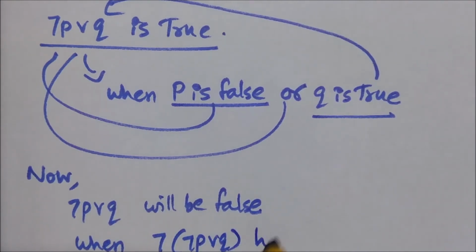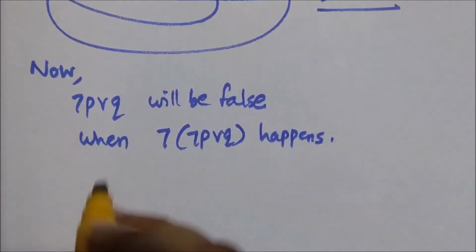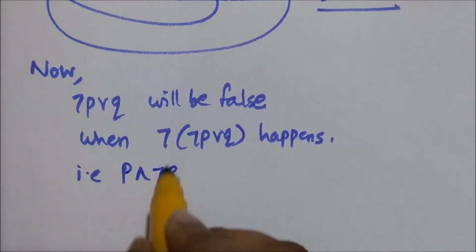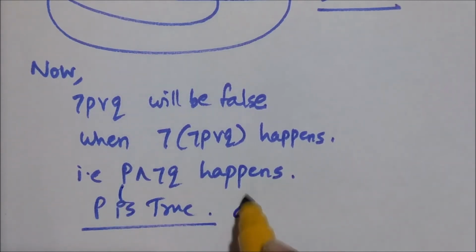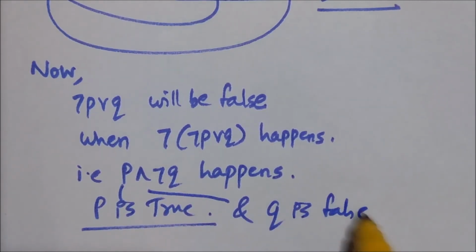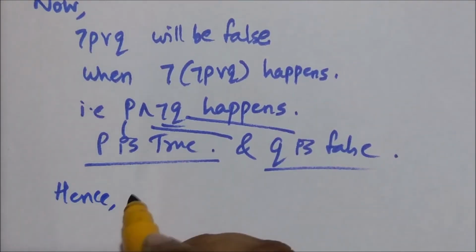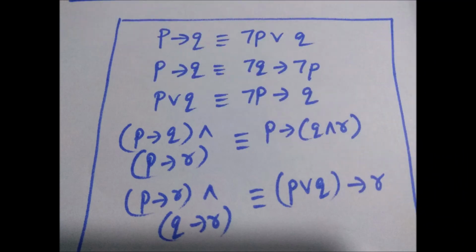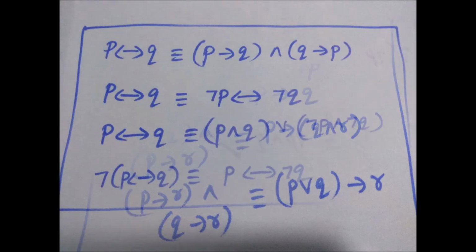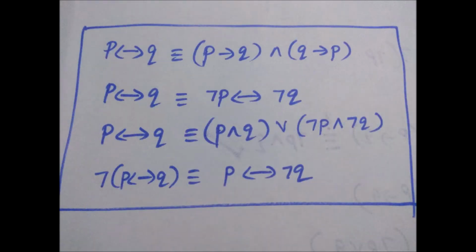The negation of not P or Q is P and not Q, from De Morgan's law. And P and not Q means P is true and Q is false. That is the negation of not P or Q. And that is exactly the same as the negation of P implies Q, because P implies Q is going to be false only when P is true and Q is false. These are some of the logical equivalences involving conditional statements. These are some logical equivalences involving biconditionals.